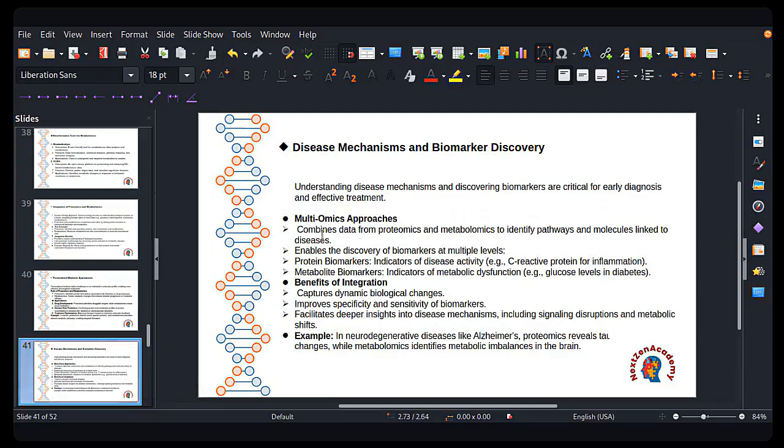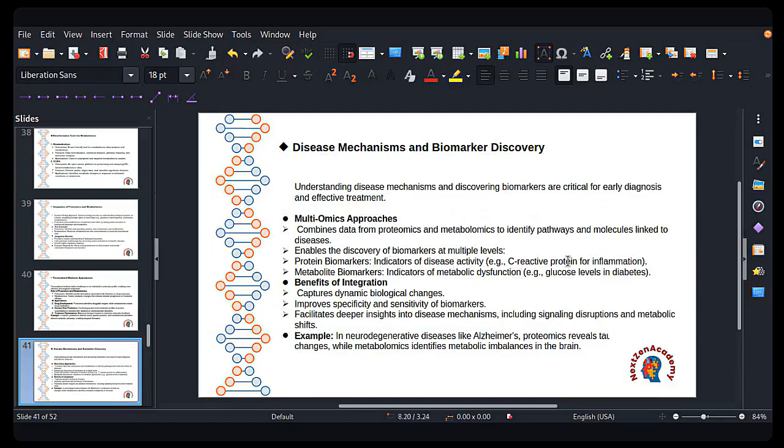So, the multi-omics approach combines data from proteomics and metabolomics to identify pathways and molecules linked to disease. It enables the discovery of biomarkers at multiple levels. Protein biomarkers are there, metabolic biomarkers are there, like indicators of disease activity.